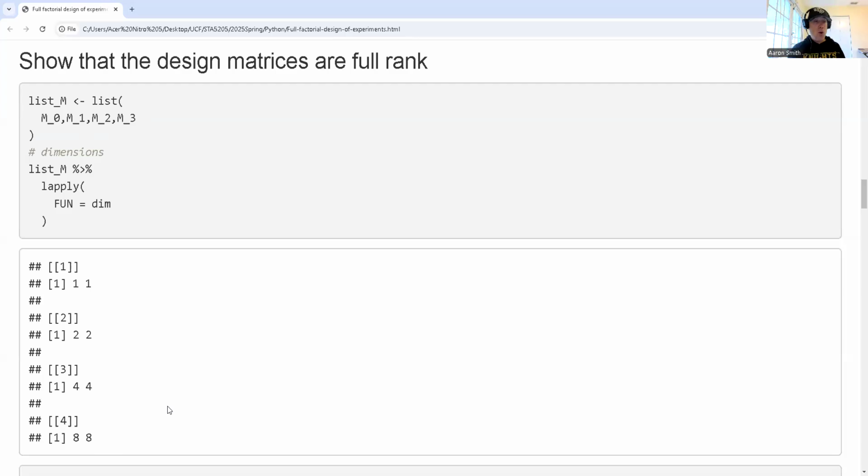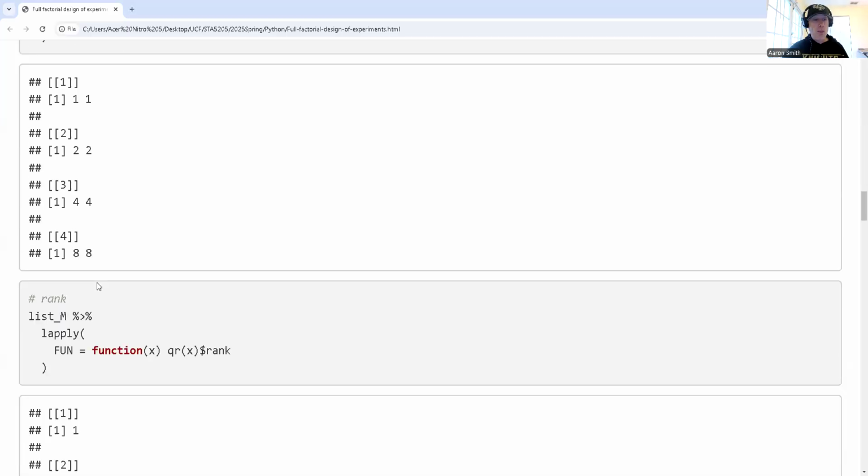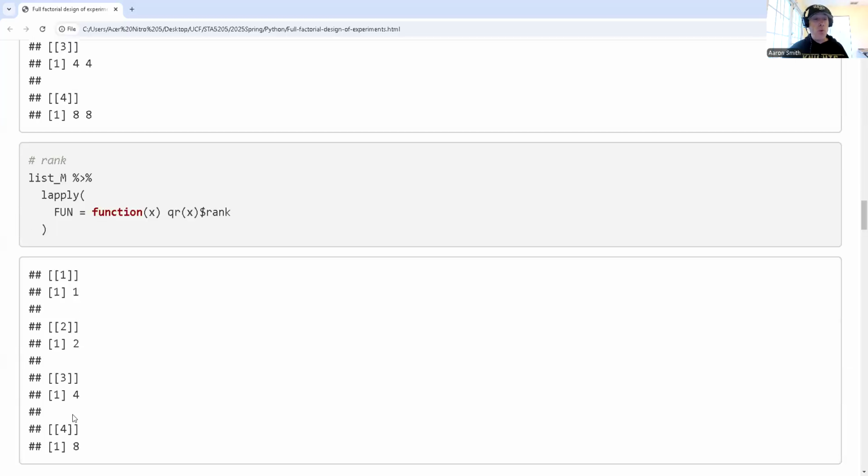Okay, so notice that each time it's 2 to the power of the number of factors that I've got. It's square every single time. So that's just the dimensions. Let's check that they're full rank. If it's full rank, the numbers I'm going to see are going to be 1, 2, 4, and 8. Do we get that? Hey, look at that. 1, 2, 4, and 8. Boom. Check that out. Okay, so we know that we have full rank matrices.